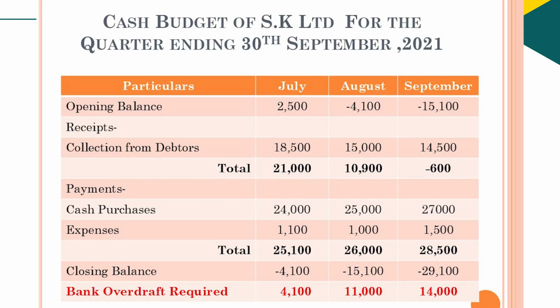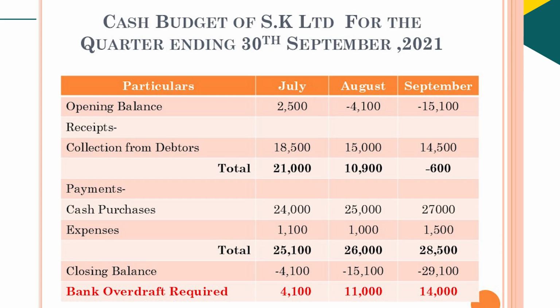If I get the total over here, the total of July will be 18,500, the total of August will be 15,000 and the total of September will be 14,500. So this is the amount that I am going to receive or going to collect from my debtors. Once the working note is ready, we are going to go back and prepare our cash budget.